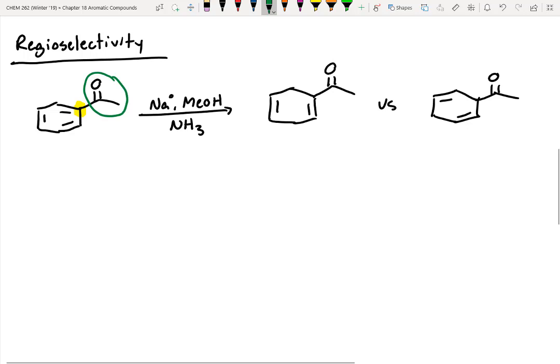All right, so let's check. Raise your hand if you think it's electron withdrawing. Raise your hand if you think it's electron donating. Raise your hand if you're not raising your hand. Ah, I got you. All right, so it's electron withdrawing.